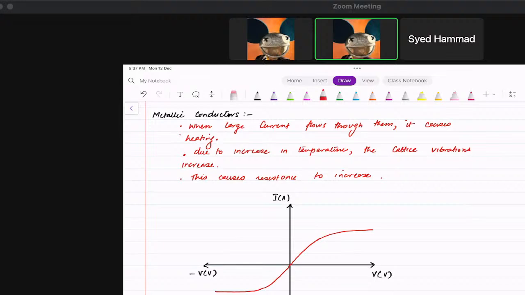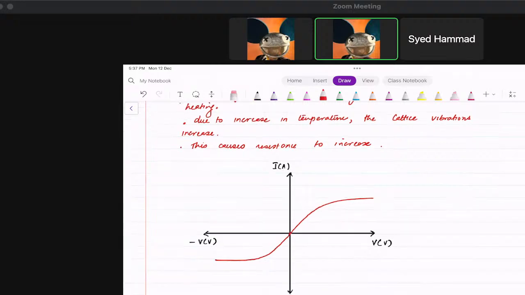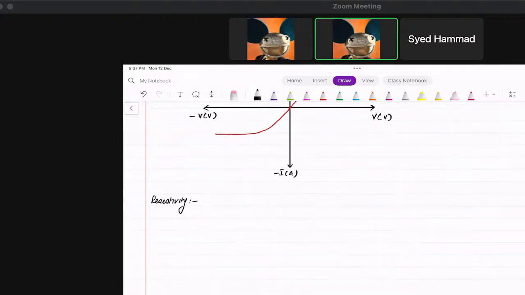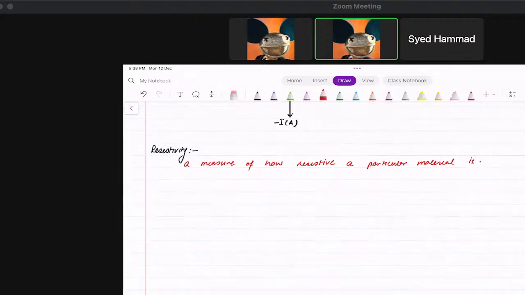Generally, when you are looking to measure resistance, before that we need to know the property of a material, which is basically the resistivity. And resistivity is a measure of how resistive a particular material is. So suppose this is a wire made up of certain material.